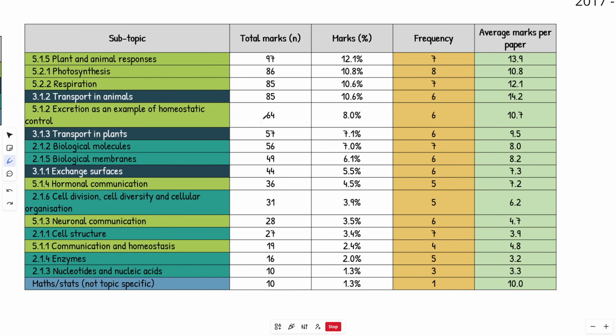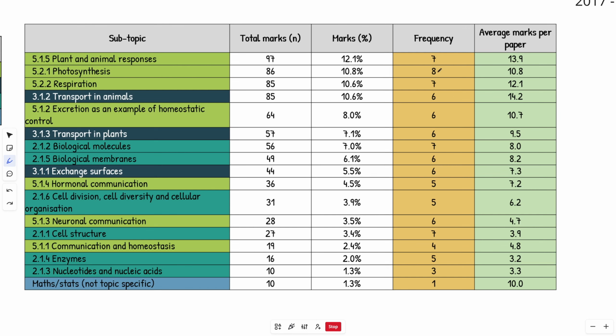Okay. So this is basically what the years have looked like overall. This is the total marks right here. If you've never seen any of my videos, this is just the total marks that came up across the 8 years. This is a percentage of the total marks that have been made available. This is the frequency. So in how many papers did that subtopic come up in? Okay, the highest one so far is this. Photosynthesis has come up every single year.